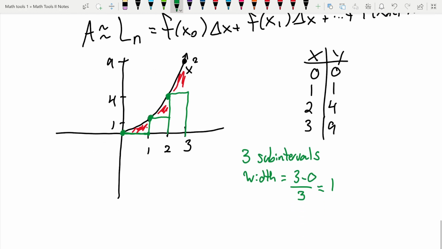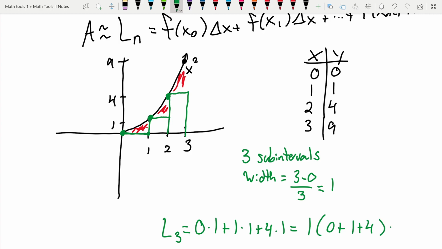So what this would be then, L_n, specifically L3, because we're doing 3 subintervals, is that it would be 0 times 1, so the height times the width, plus 1 times 1, the second height times the width, plus 4 times 1. Okay, so you don't have to write the times 1 on each part. You could just write it like this. So that's just the distributive property, right? But regardless, we get 5.